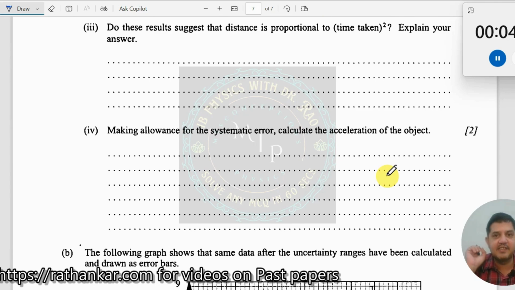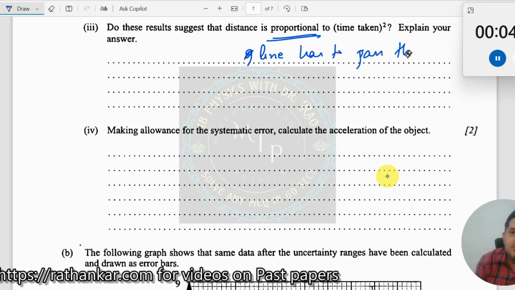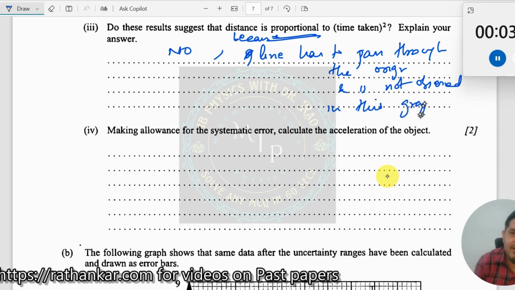Do these results suggest the distance is proportional to time taken squared? I already told you it is not, right? When you use the term proportional, what should you say? The line has to pass through the origin. Does it pass through it? No. So you can say no, it is not proportional because the line has to pass through the origin and this is not observed in this graph. You can mention this, right?